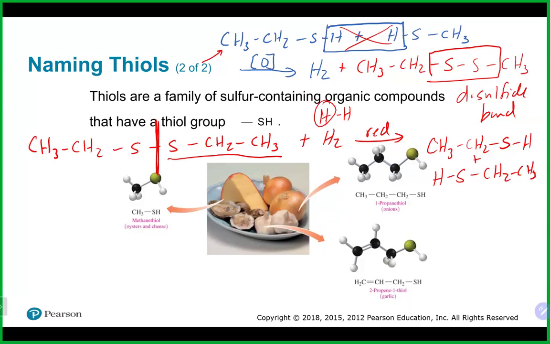So what we just did there when we add hydrogen back in to break a disulfide bond is basically break the bond always between the 2 sulfurs. Hydrogen goes to one, hydrogen goes to the other. Everything else stays the same, basically. Any question on that reaction there?